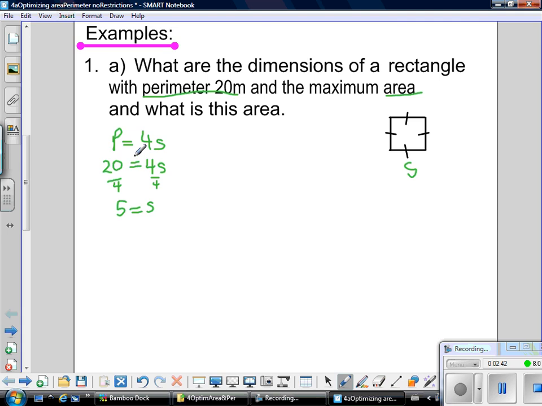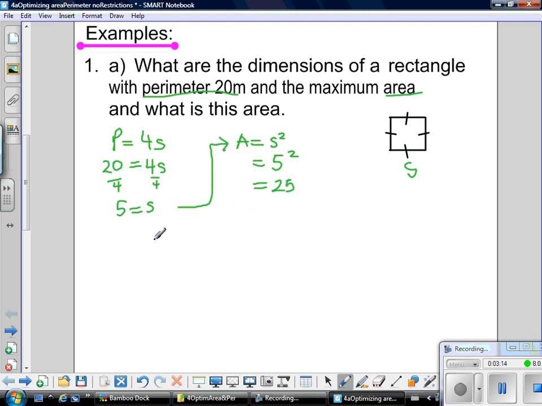Now what we need to do is they talk about area. Well, this is going to be my side length that we calculated. So my area on a square would be length times width, but they're both the same, so s squared. And we calculated s as being 5, so we end up with 5 squared, which is 25.